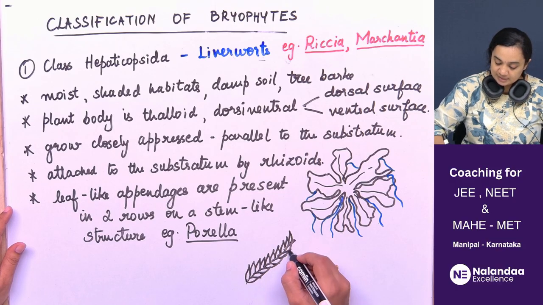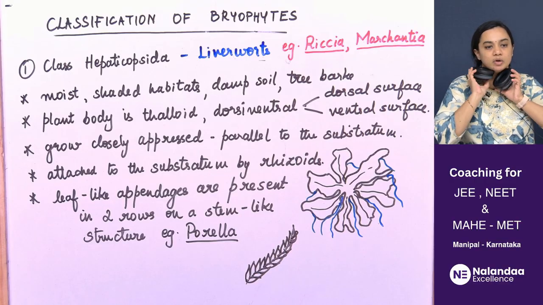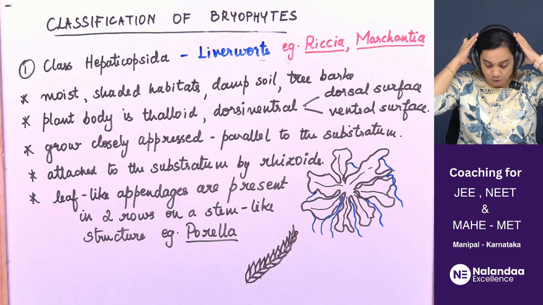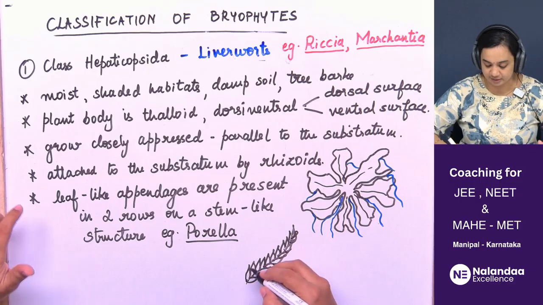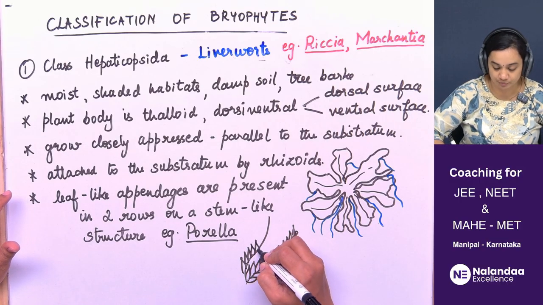This will again be growing parallel to the substratum. There is no difference on that point: it grows parallel to the substratum and not vertically upwards or anything. It will be branched and have many leaf-like structures.